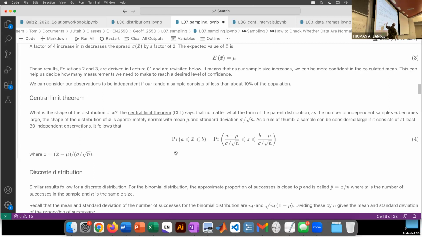And for a rule of thumb, we're going to consider a sample large if we have at least 30 independent observations. If we have at least 30 independent observations, then we can use the normal distribution in order to find the probability of getting a sample with any specified range of average values.